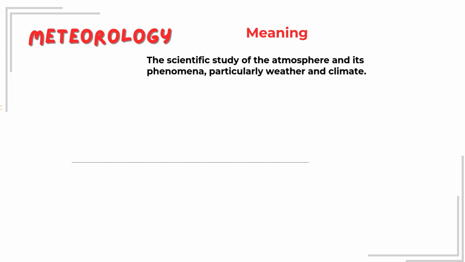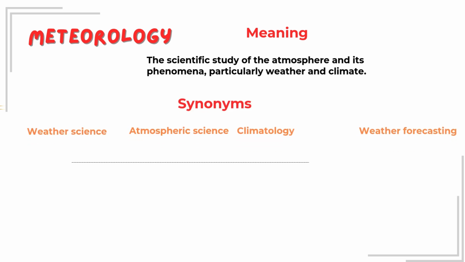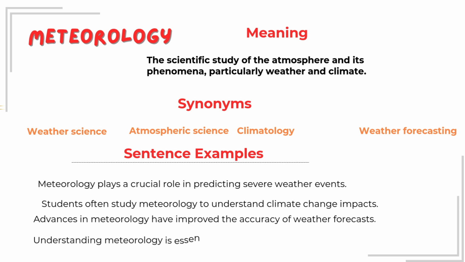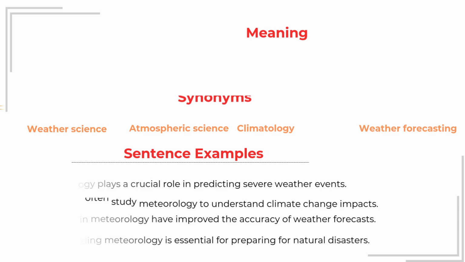Meteorology. The scientific study of the atmosphere and its phenomena, particularly weather and climate. Weather science. Atmospheric science. Climatology. Weather forecasting. Meteorology plays a crucial role in predicting severe weather events. Students often study meteorology to understand climate change impacts. Advances in meteorology have improved the accuracy of weather forecasts. Understanding meteorology is essential for preparing for natural disasters.